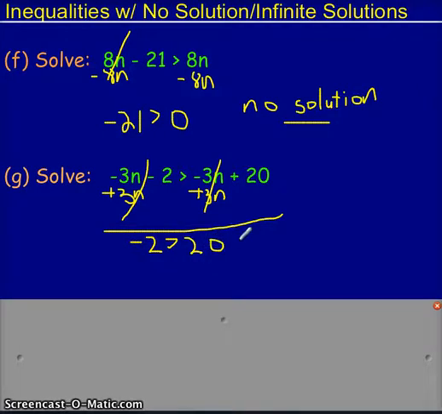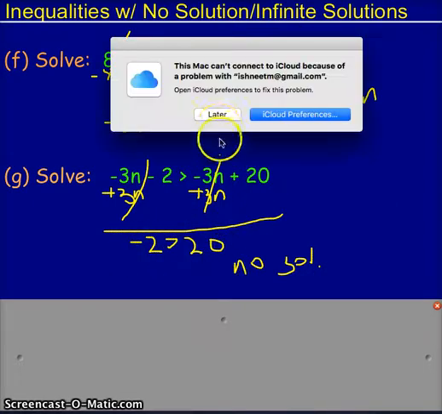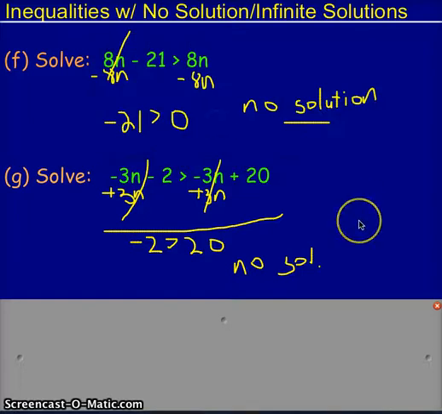Okay, is negative 2 greater than 20? No, negative 2 is less than 20. So again, we have another no solution example. Now, if this answer were switched around, just so you know, if we had ended up with negative 2 is less than 20, how do you think we'd answer that question? Well, in that case, every number in the world would make that inequality true, so we would say infinite solutions.